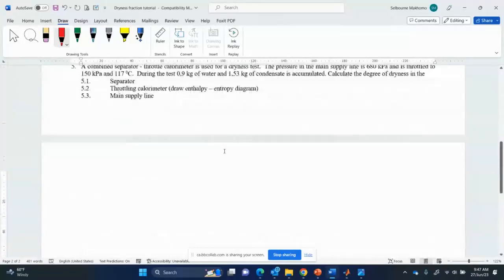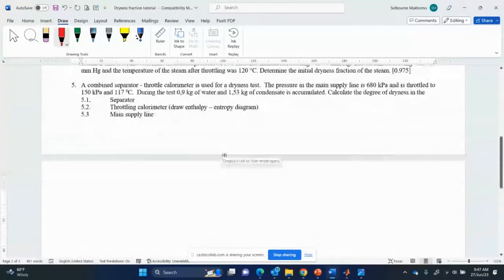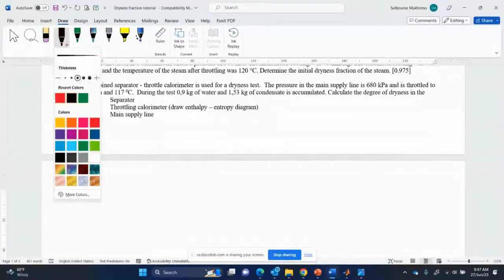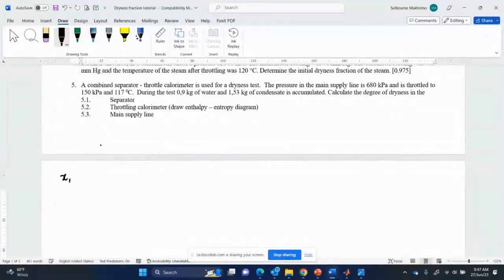We start with the first one. The first one is relatively easy. It's X1. X1 is equal to MS plus MW, which is 1.53 divided by, okay, you see what is happening. That's 0.9. It is really very close to 1.53.